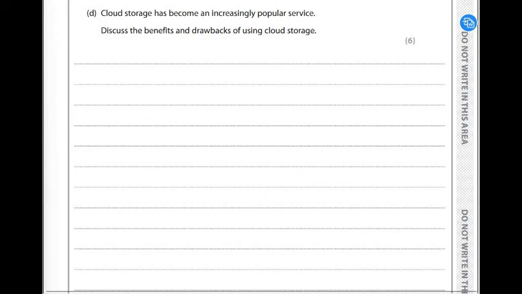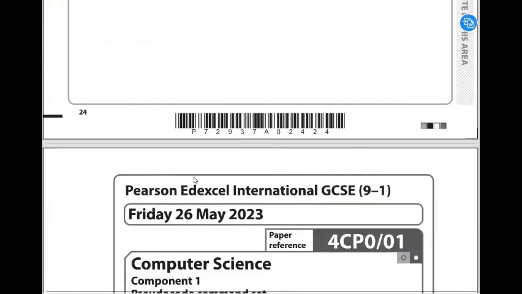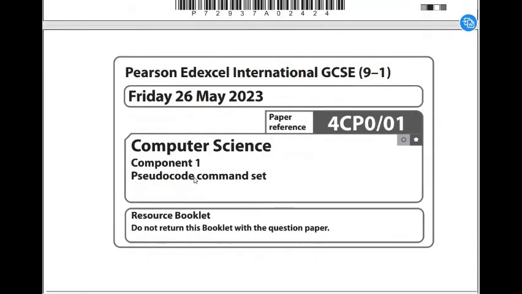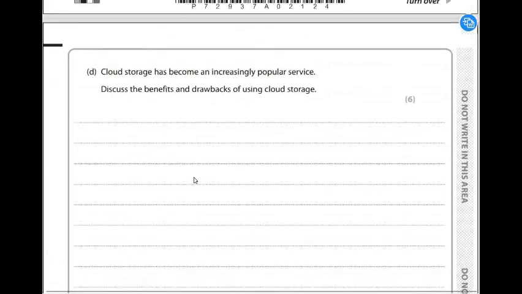And let's check to see if there's any more questions after this, which there isn't, which takes us to, I believe, the end of the paper. And yes, it does take us to the end of the paper. So that's the end of the paper. So I have walked through with you the iGCSE 2023 past paper.